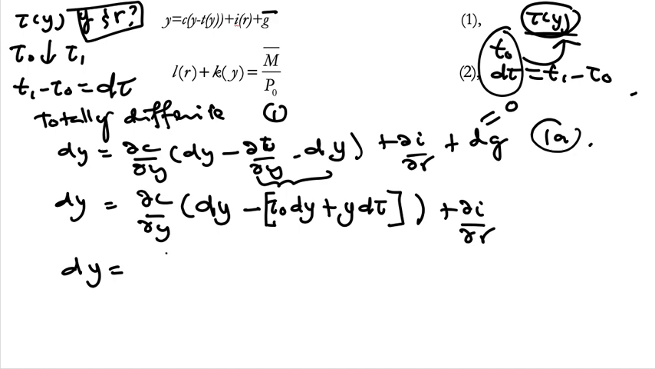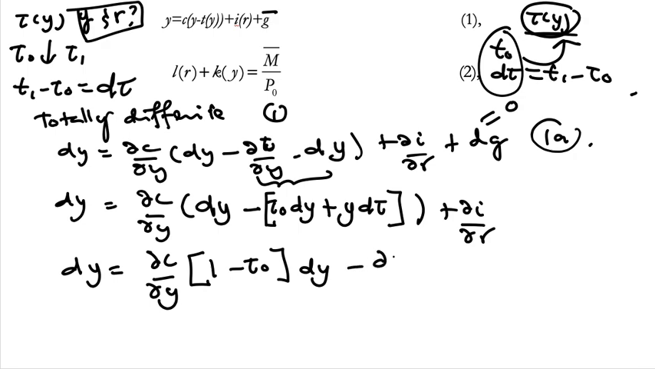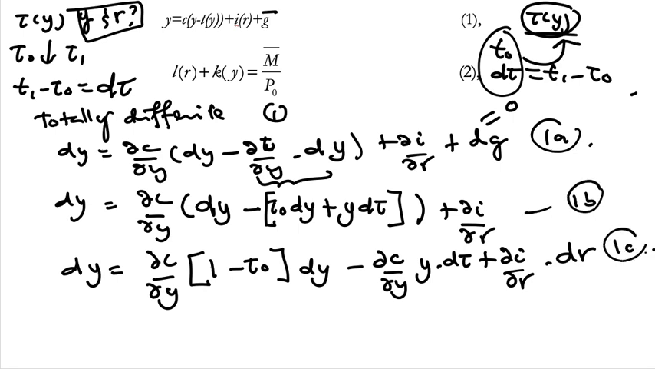Now I can expand it even further and rearrange it nicely. Then I can have this ∂C/∂Y in bracket, this is just simple maths, yeah, 1 minus τ0, dy. Okay, you should know how to do this. This is just simple calculus. Minus ∂C/∂Y times Y times dT plus ∂I/∂r times dr. Okay, so this is 1b, 1c. Alright, that's how I label it. So I'm done with IS.